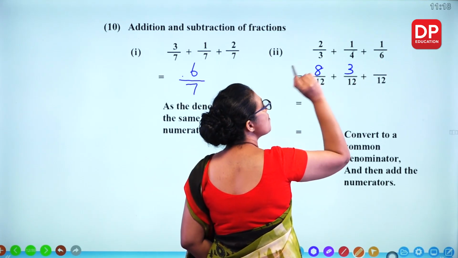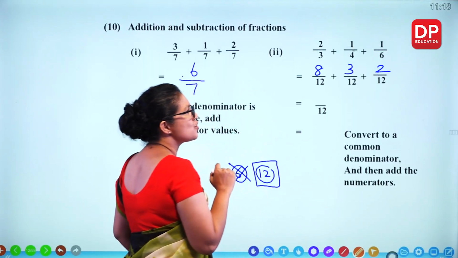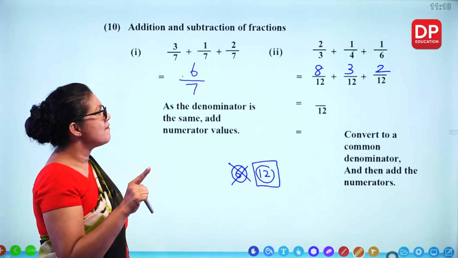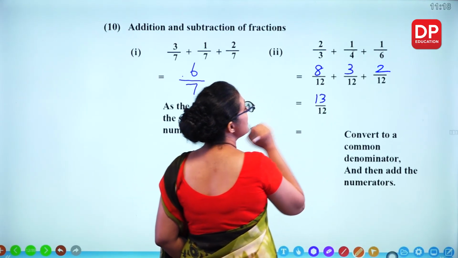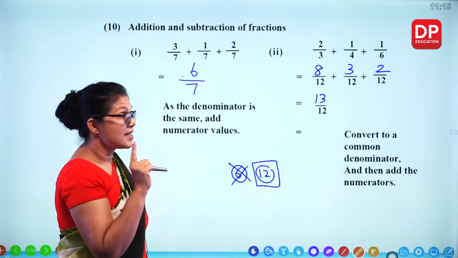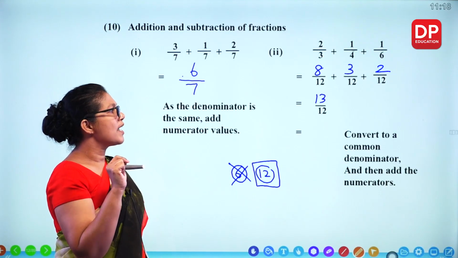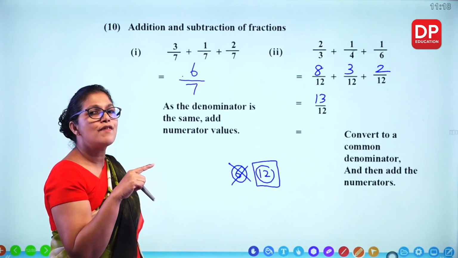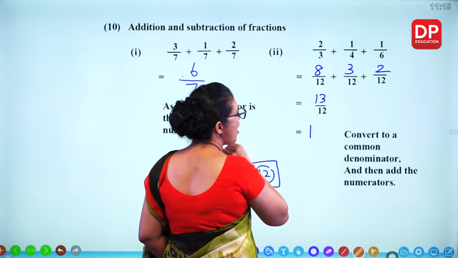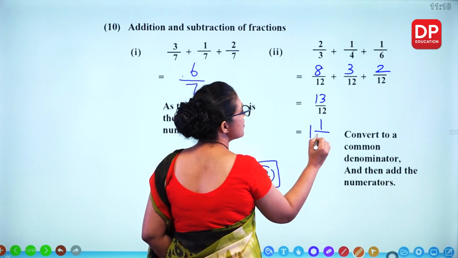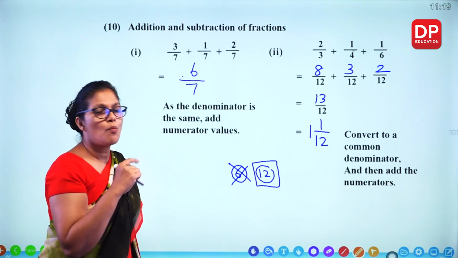How do you get 12 from 6? Multiply by 2. 2 times 1, you get 2. So 8 plus 3, 11. 11 plus 2, 13. Now, what is this fraction? Improper fraction. When you get improper fractions, convert to mixed number. So divide by 12, you get 1 and 1 part remaining out of 12. So 1 and 1 twelfth.